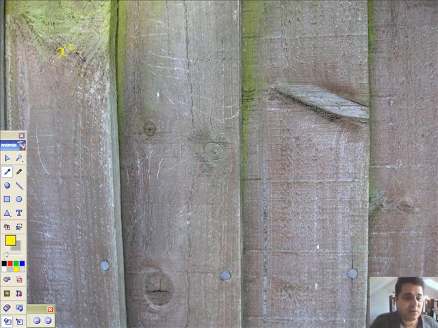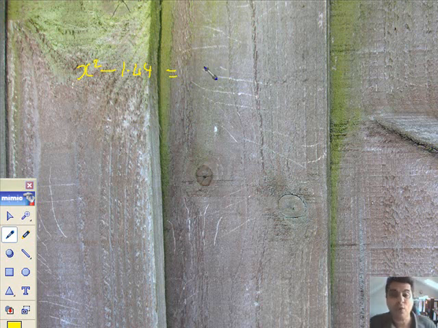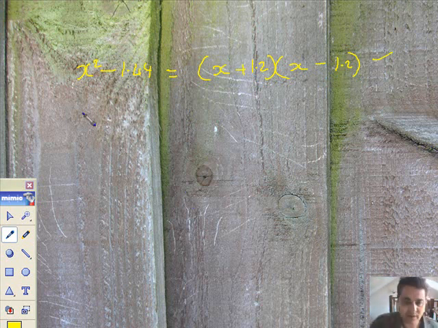Looks scary, it's not. x squared minus 1.44. Does that remind you of 144? The square root of 144 is 12, so the square root of 1.44 is going to be 1.2. I've got x and x again. Instead of 12 times 12, I've got 1.2 times 1.2 which makes 1.44. One's positive and one's negative. Again, it's the difference of two squares.